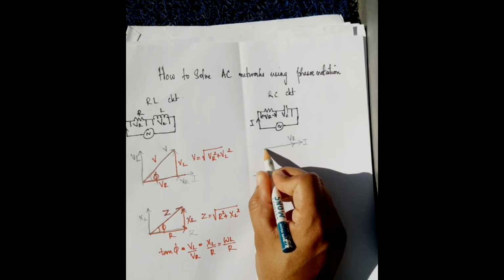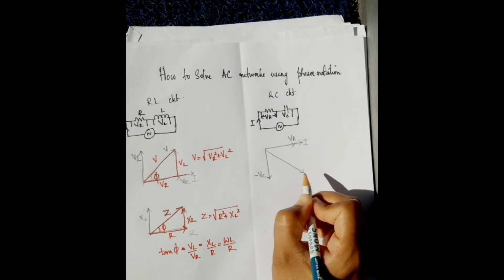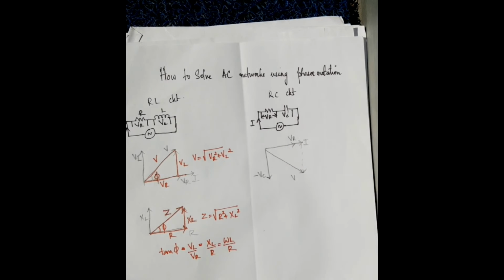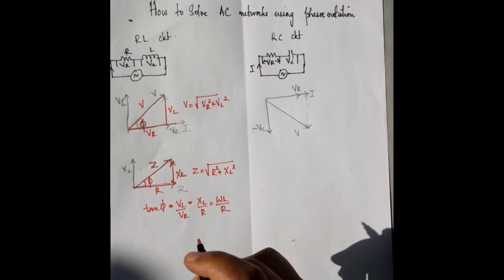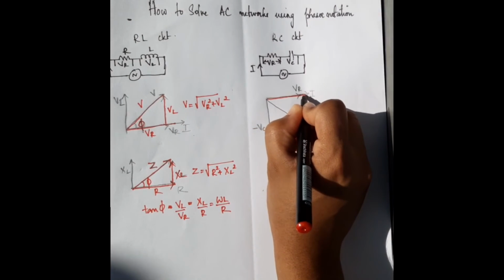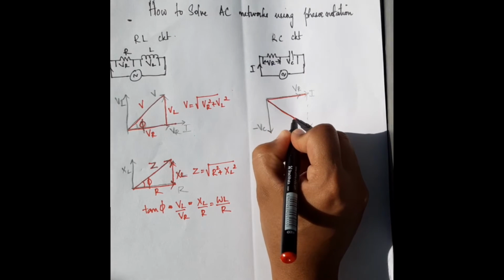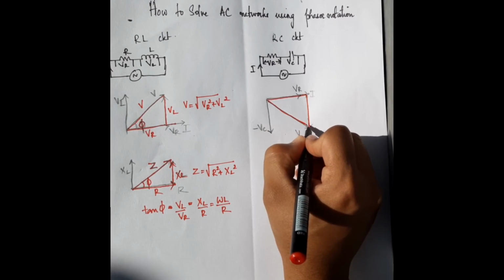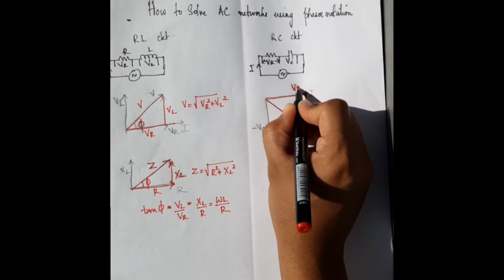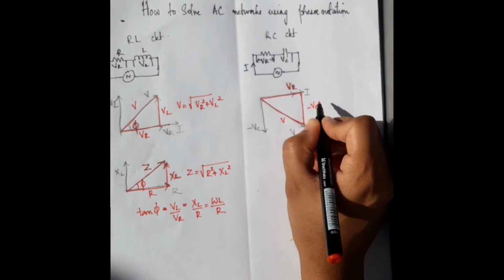By some manipulation we can form the voltage triangle. We can find the resultant voltage V, or the applied voltage V, by finding the resultant. V will be root of VR square plus minus VC the whole square.